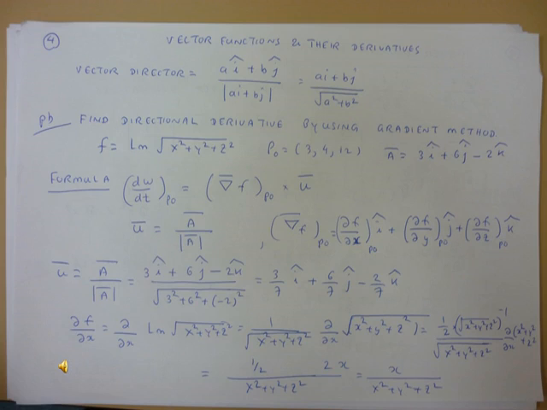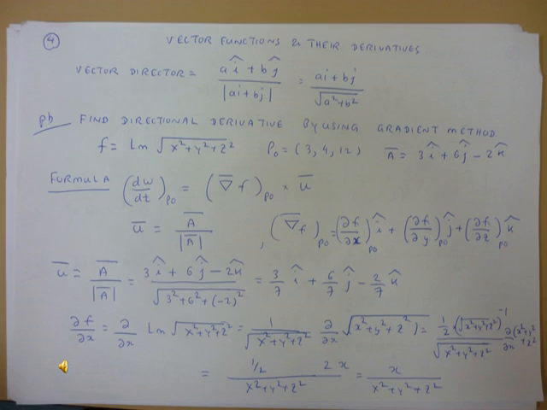Now the formula: del F at B0 is del F by del x at B0 i plus del F by del y at B0 j plus del F by del z at B0 k. So first we find the unit vector u from the A vector, which is 3i plus 6j minus 2k. The magnitude is 3 squared plus 6 squared plus minus 2 squared, which gives us 3 by 7 i plus 6 by 7 j minus 2 by 7 k.